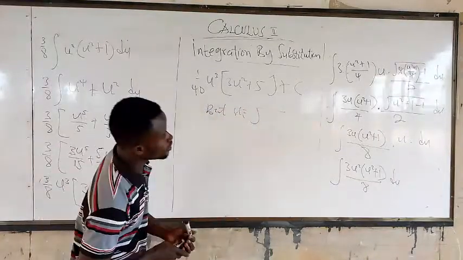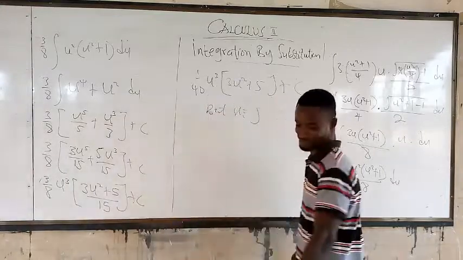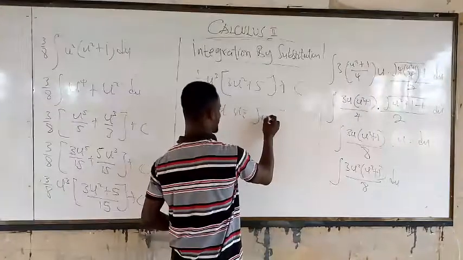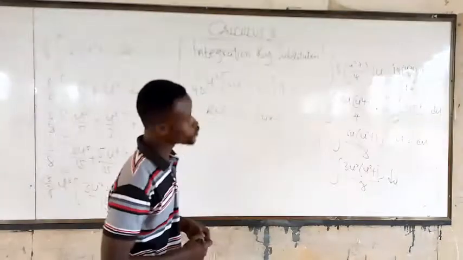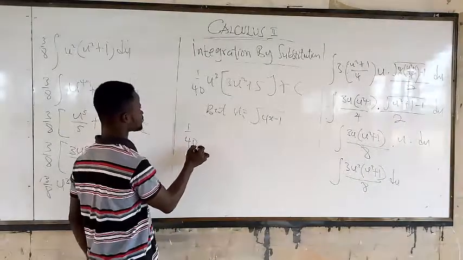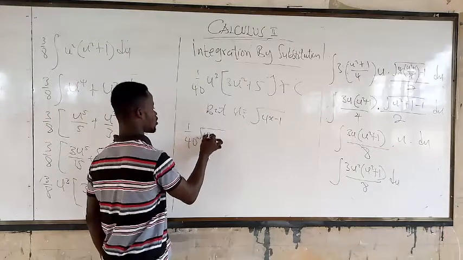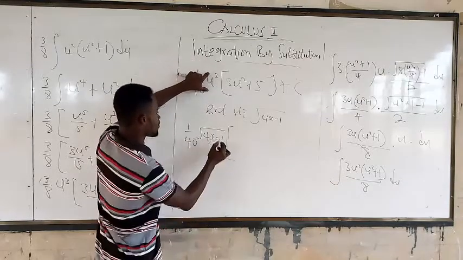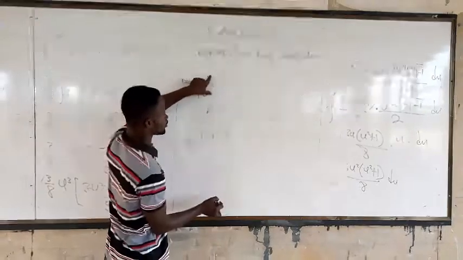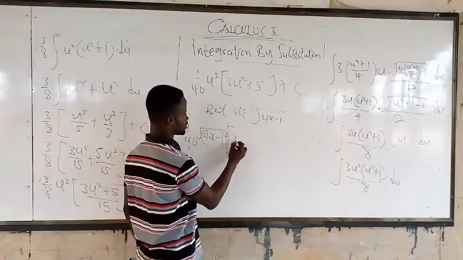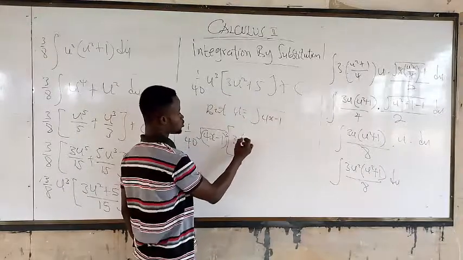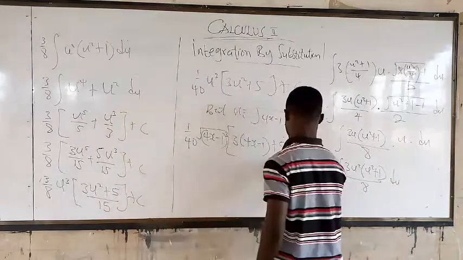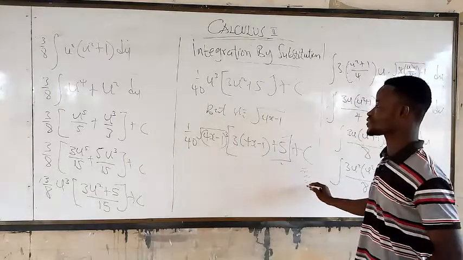But u is what? u is the square root of 4s minus 1, from the question. So we now have 1 over 40 times the square root of 4s minus 1, all to the power 3, so 3 will be here. And this is 3. Now the square, so the root will go, so 4s minus 1 plus 5, plus c. Therefore, we get this to be our final answer.